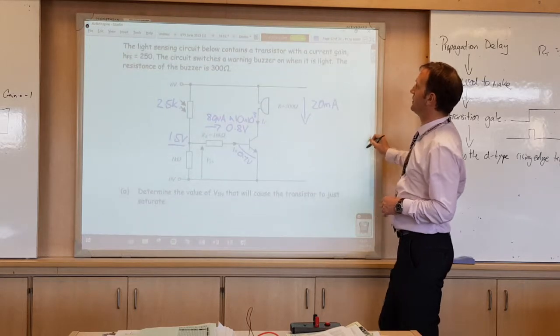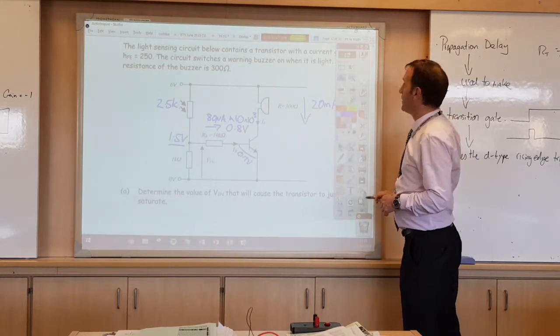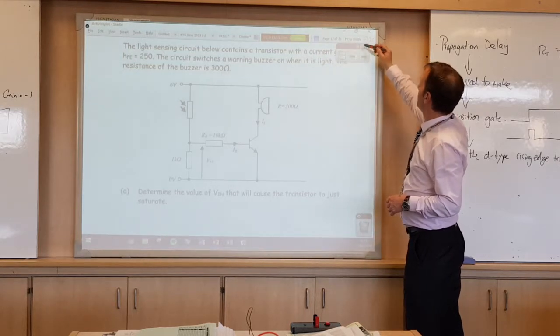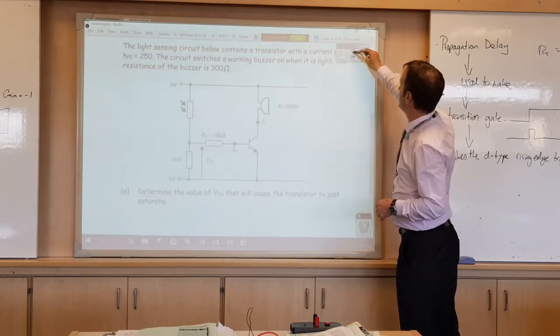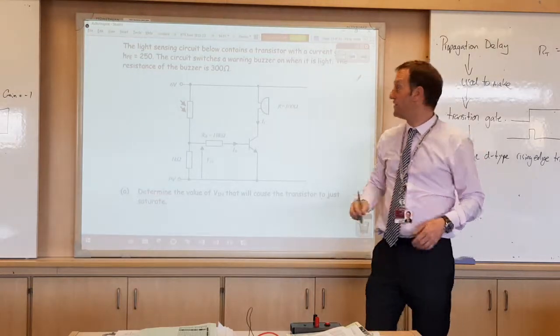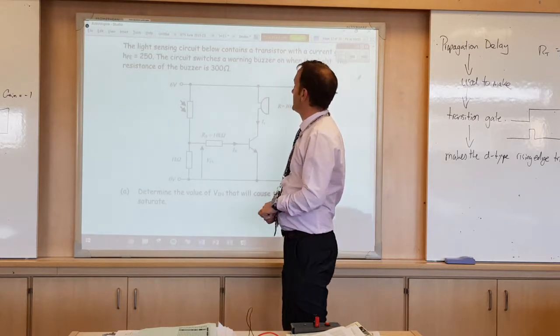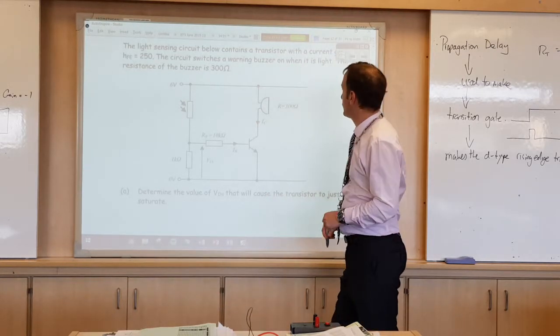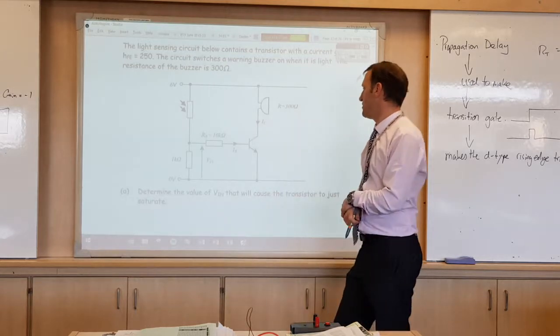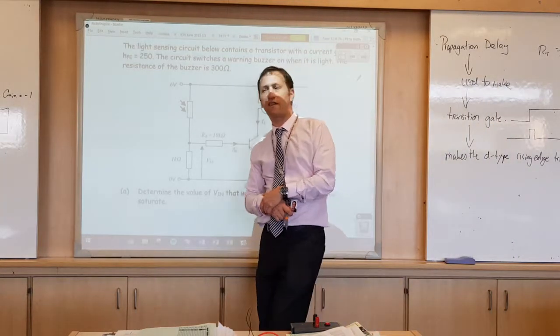Okay. A light sensing circuit, I'll clear the writing off so we can start again with it. A light sensing circuit below contains a transistor with a current gain of 250. So 250 times more current will flow through the buzzer here when it is light. The resistance of the buzzer is 300 ohms. First of all, determine the value of V in that will cause the transistor to just saturate.